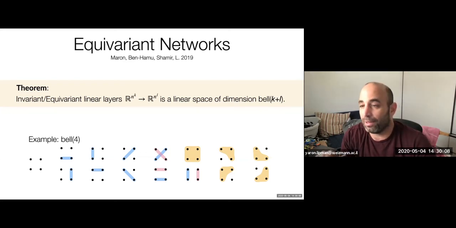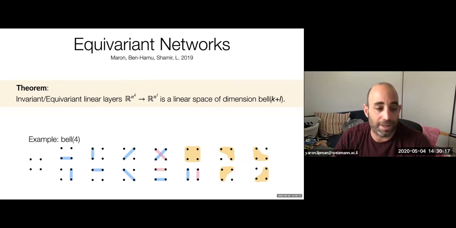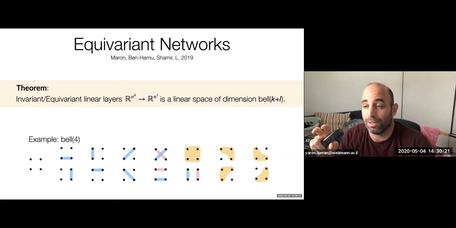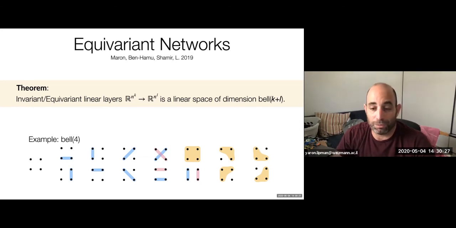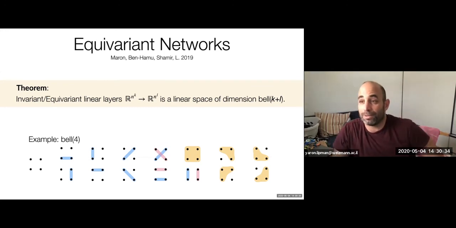The Bell number of 4, which is the number of independent linear transformations between matrices, is the number of ways you can decompose a set with 4 elements into subsets. It's a combinatorial number. For example, the Bell number of 4 is 15 because there are exactly 15 ways you can decompose a set with 4 elements into subsets.